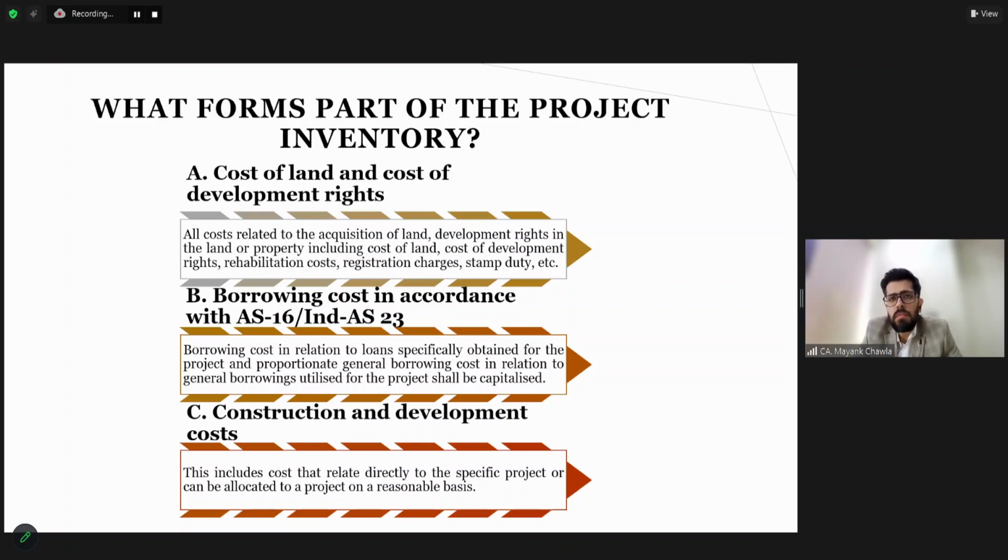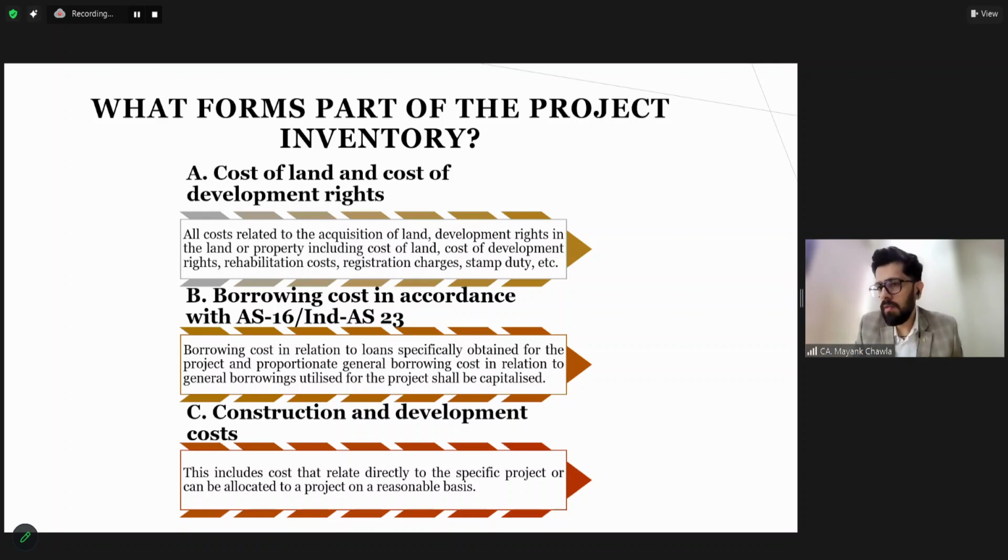All of that has to be capitalized. But it is very important to understand there are certain expenses which should not be capitalized, such as head office expenses, anything consumed for the purpose of general administration, or the marketing expenses, the selling expenses. These are the expenses which should be directly charged to the P&L and should not be capitalized as part of the project inventory. Why is this relevant?